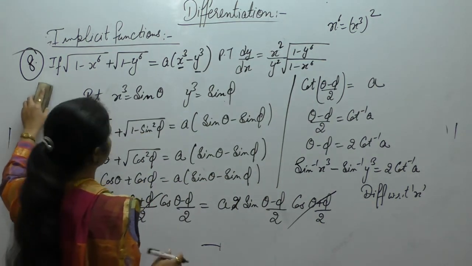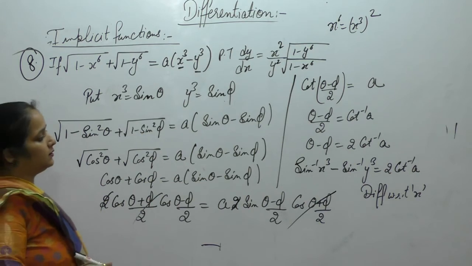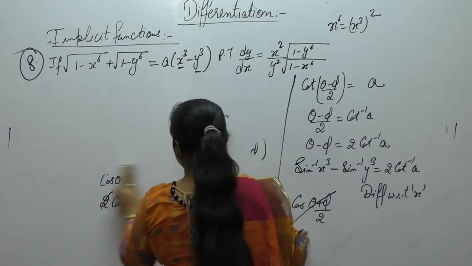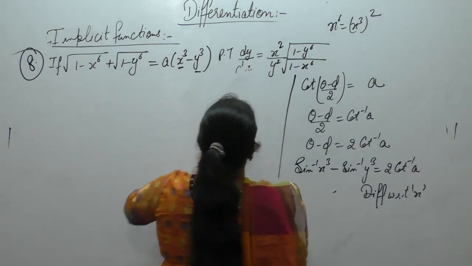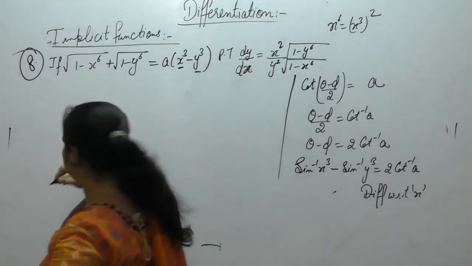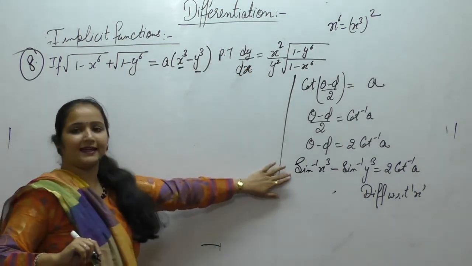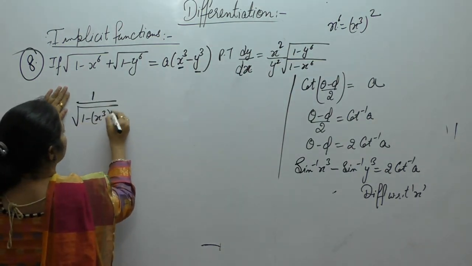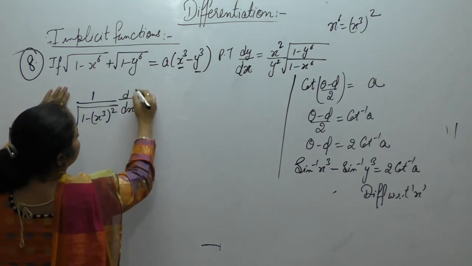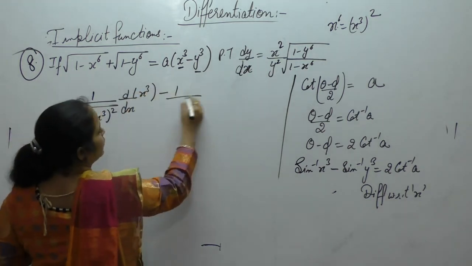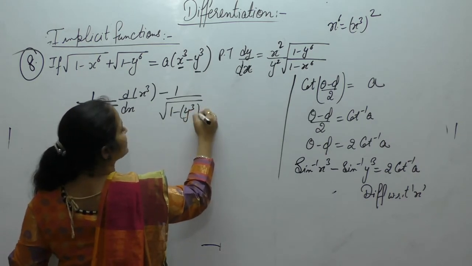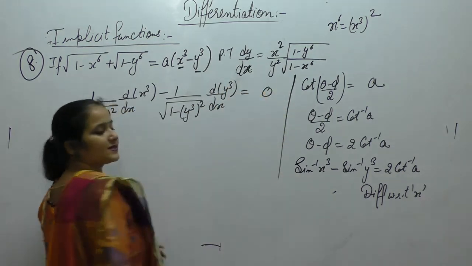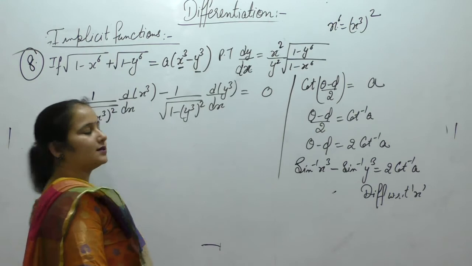So in the next step, note up to here first. So in the next step, what do we get? Derivative of sin inverse x is 1 upon square root of 1 minus x square. Here we have x cube, so we need the derivative of x cube. Then 1 upon square root of 1 minus y square, derivative of y cube. 2 cot inverse A is constant, so its derivative is 0.